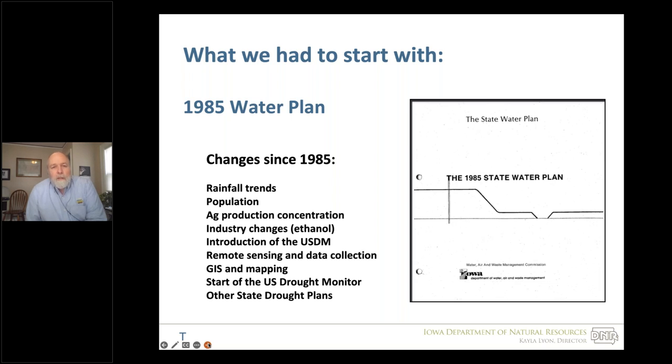We've had population change numbers in Iowa. We've had changes in animal agriculture in Iowa that impact water supply. Lots of industry changes. A lot of things have changed since 1985. And this drought plan, this water plan, which has a small section talking about drought, was just not an appropriate document for the state. So we didn't start with the 1985 water plan and revise it. We basically started from scratch.